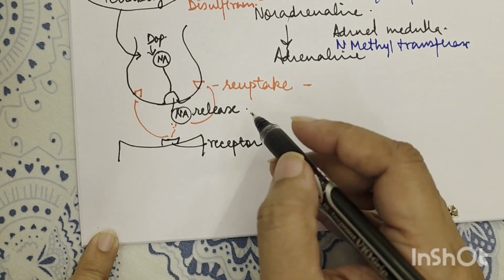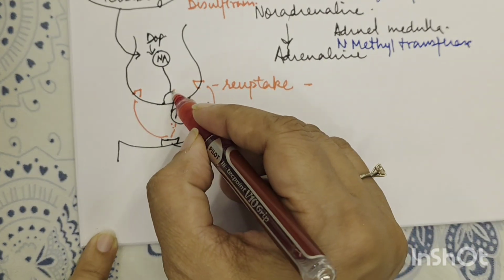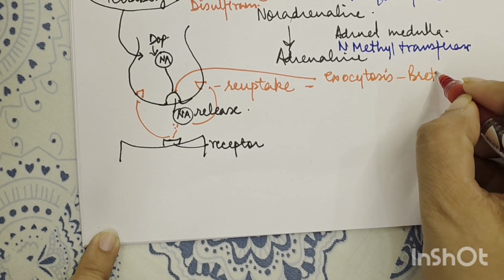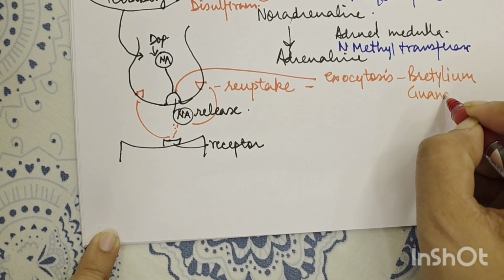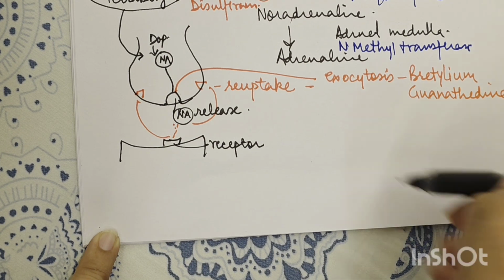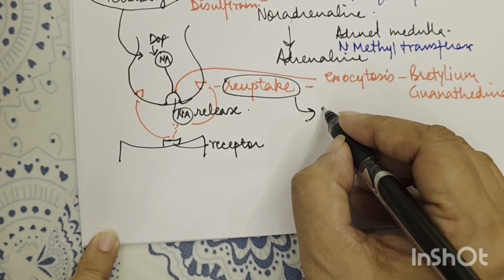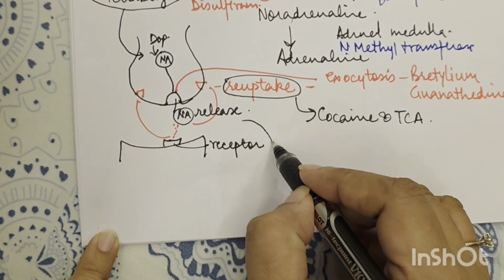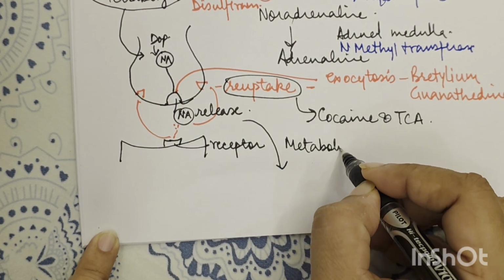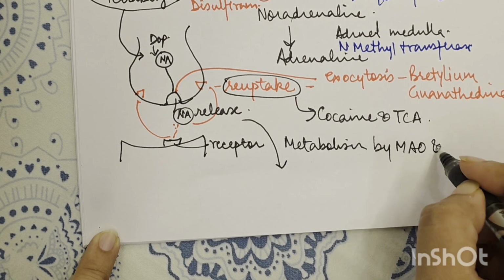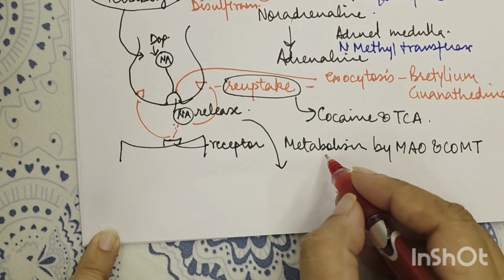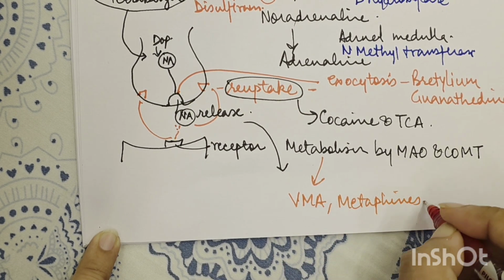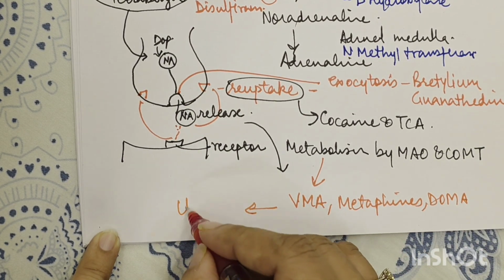First, let's talk about exocytosis. Exocytosis is blocked by bretylium and guanethidine. Reuptake is blocked by cocaine and tricyclic antidepressants. Now after the release, its metabolism is done by MAO and COMT enzymes, and after metabolism it forms vanillylmandelic acid, metanephrines, and DOMA, and they are all released in the urine.